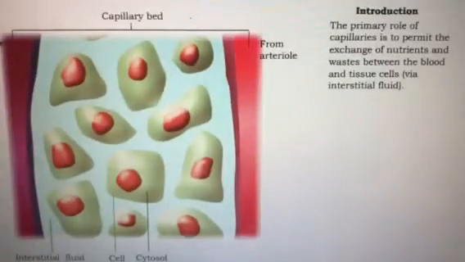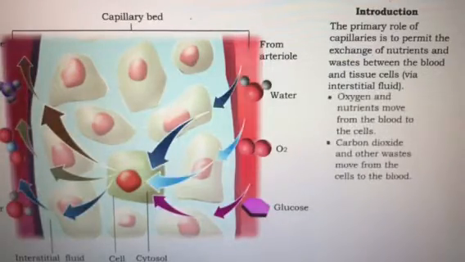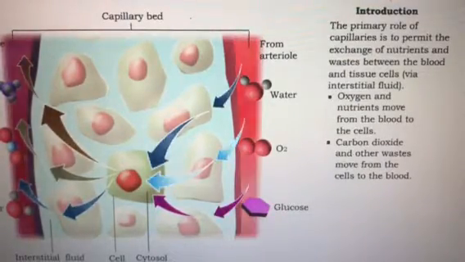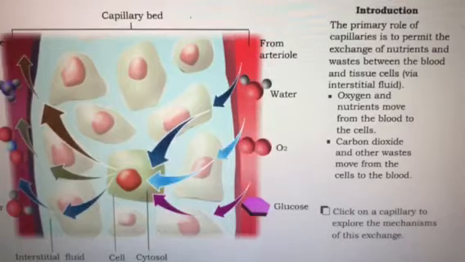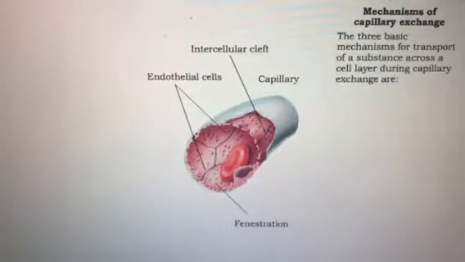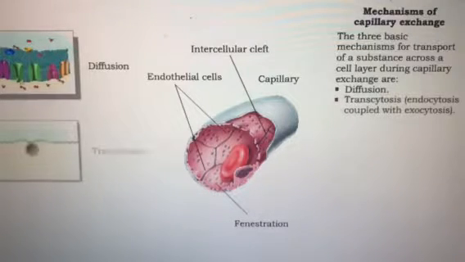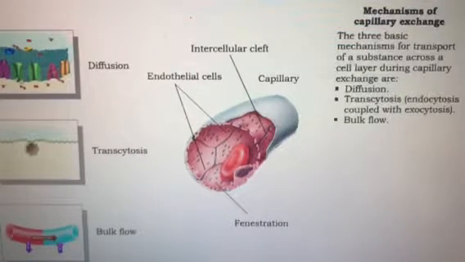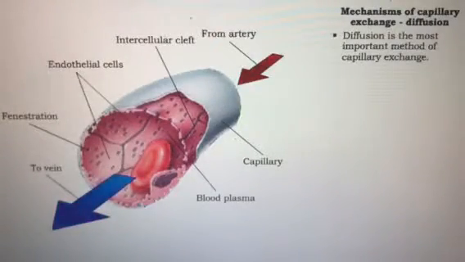The capillaries permit the exchange of nutrients and wastes between the blood and tissue cells. Capillary exchange occurs via three basic mechanisms: diffusion, transcytosis, and bulk flow. The most important method of capillary exchange is diffusion.